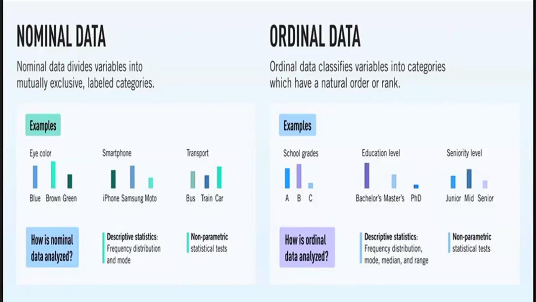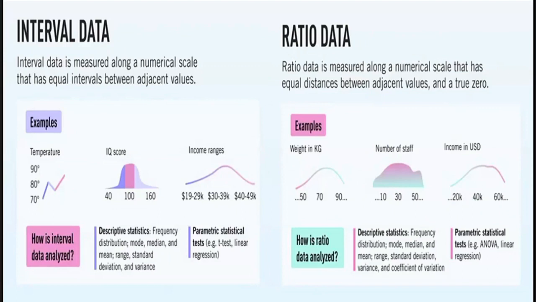Now, for this particular kind of data, we can use frequency distribution, mode, median, range. When it comes to non-parametric tests, we have the Mann-Whitney U test and the Wilcoxon signed-rank test, and we are going to use the logistic regression test for this particular kind of data.